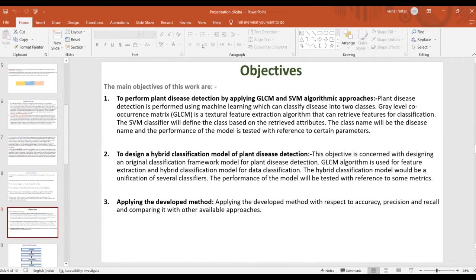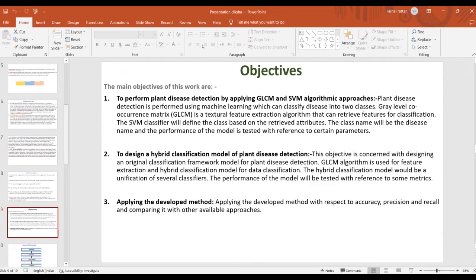Then we have objectives. The first objective is to perform plant disease detection by applying GLCM and SVM algorithm approaches. In this, detection is performed using machine learning, which classifies disease into two classes. Grayscale co-occurrence, that is GLCM, is a textural feature extraction algorithm that can retrieve features for the classification. And the SVM classifier will define the class based on the retrieved attributes.